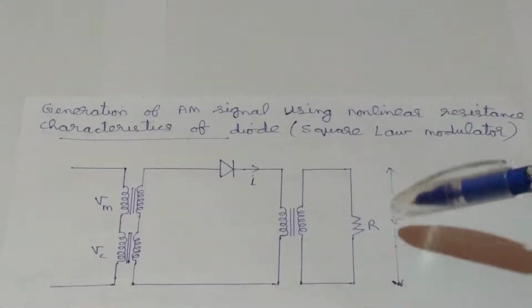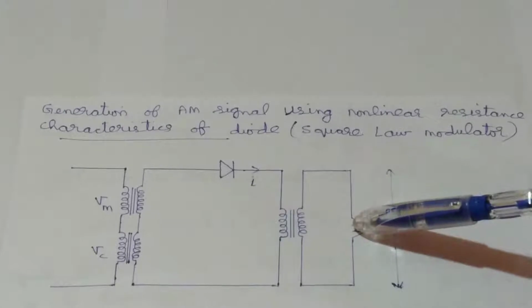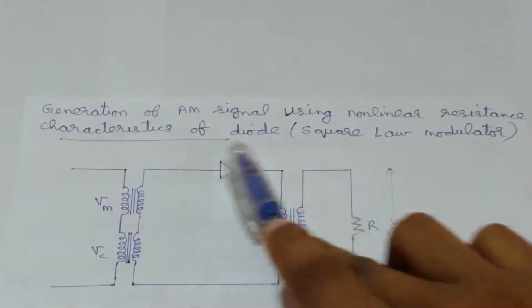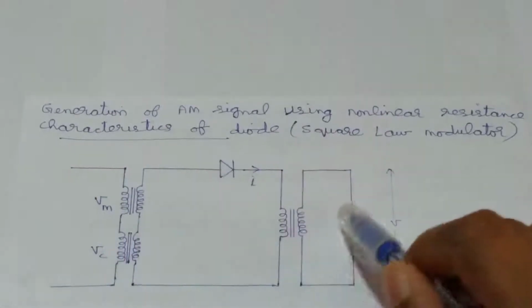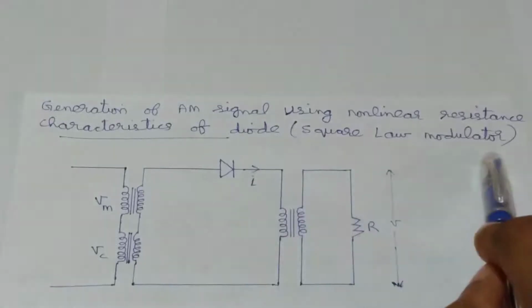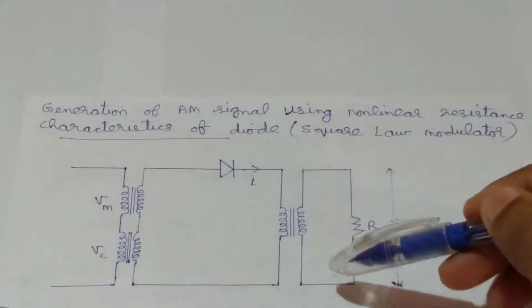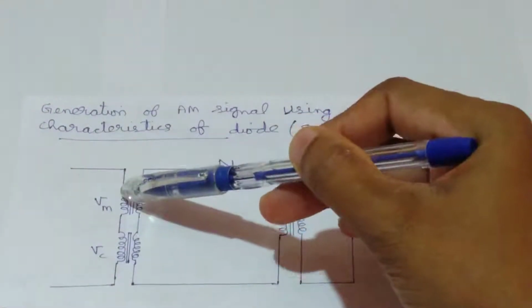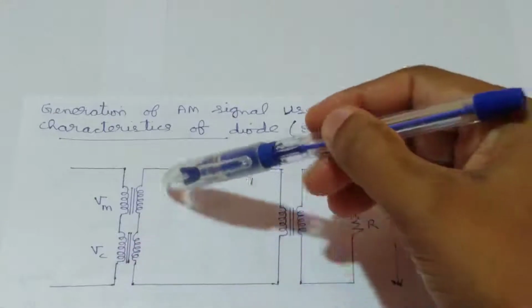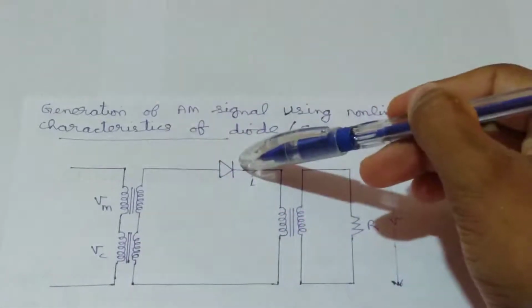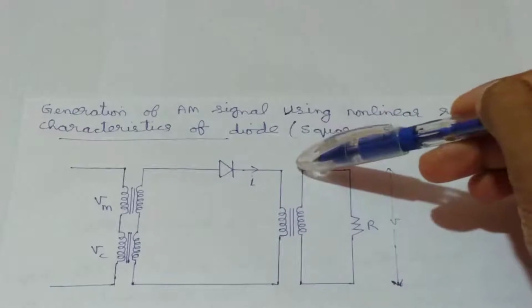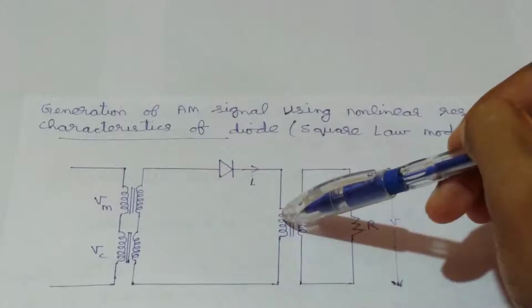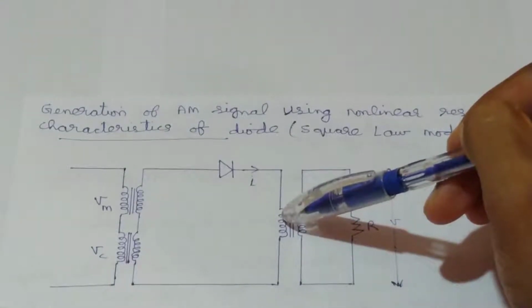So we are going to study our second method for the generation of AM signal, which is the generation of AM signal by using the nonlinear resistance characteristics of the diode. This type of modulator is also called a square law modulator. When we consider this circuit, the modulating voltage Vm and carrier voltage Vc are applied in series at the input of the diode. And the output of the diode is collected via a tuned circuit tuned to the carrier frequency with a bandwidth of twice the message bandwidth.